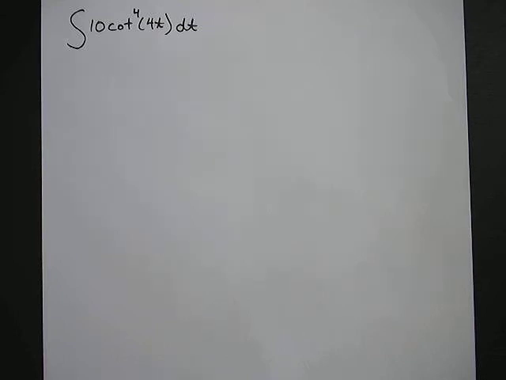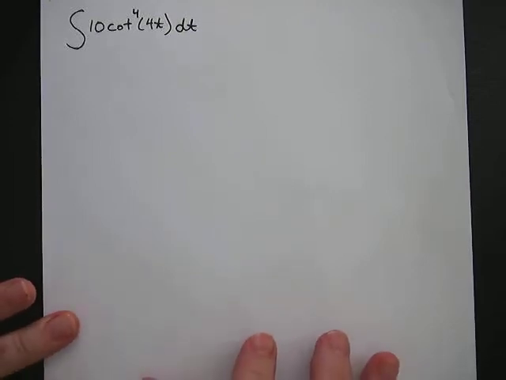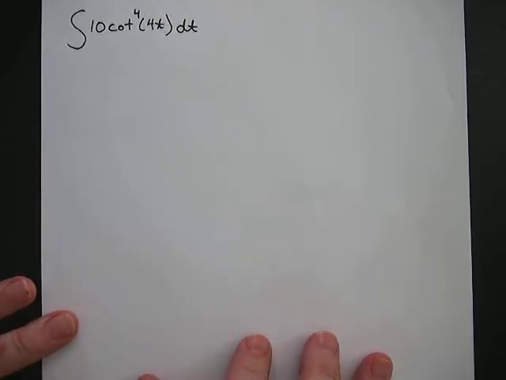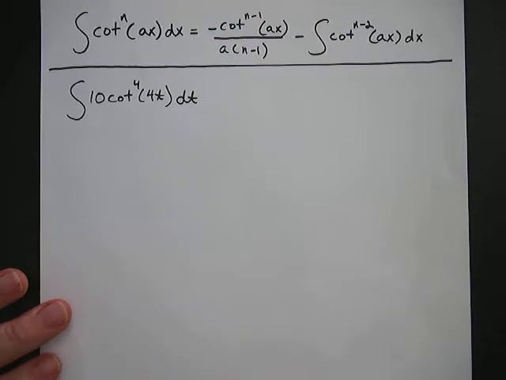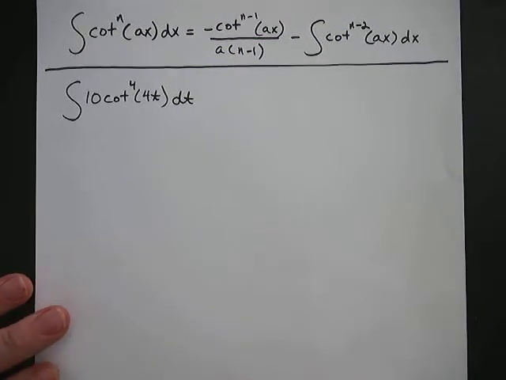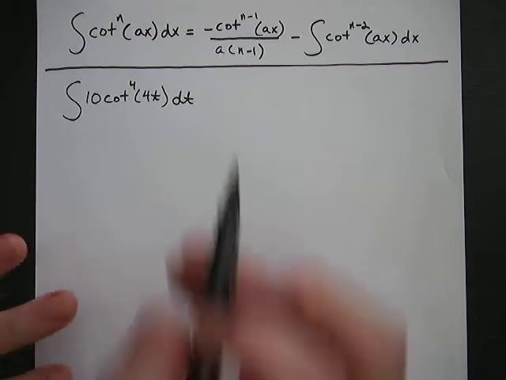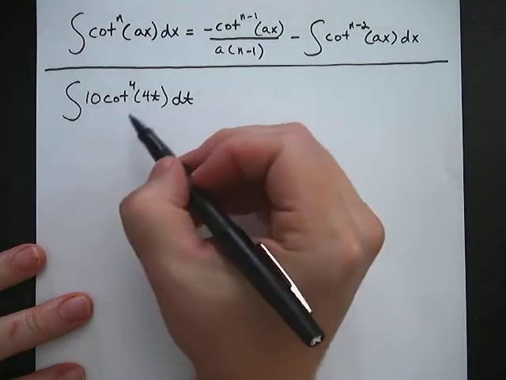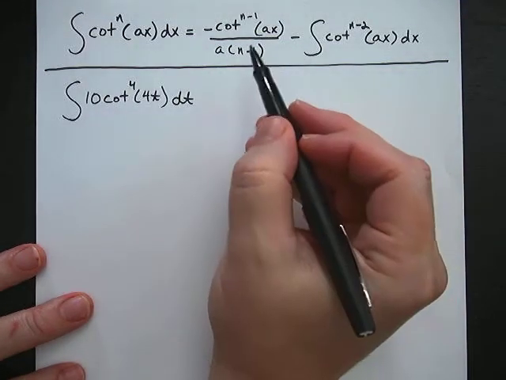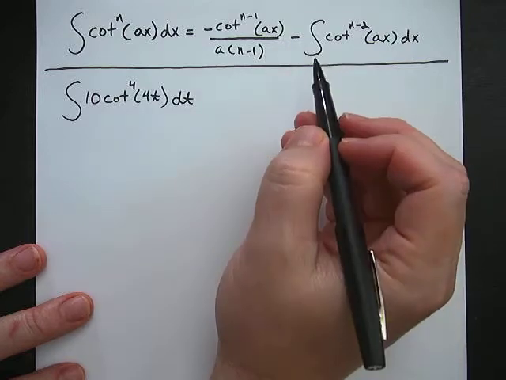In this problem, we have the integral of 10 cotangent to the fourth of 4t dt. Okay, so how we're going to tackle this problem, we're going to use this power reducing formula for cotangent. Okay, so we need to figure out what our a is and what our n is and what our x is.